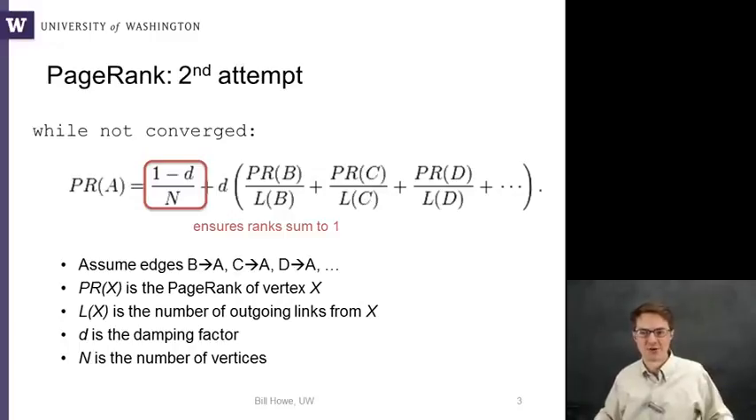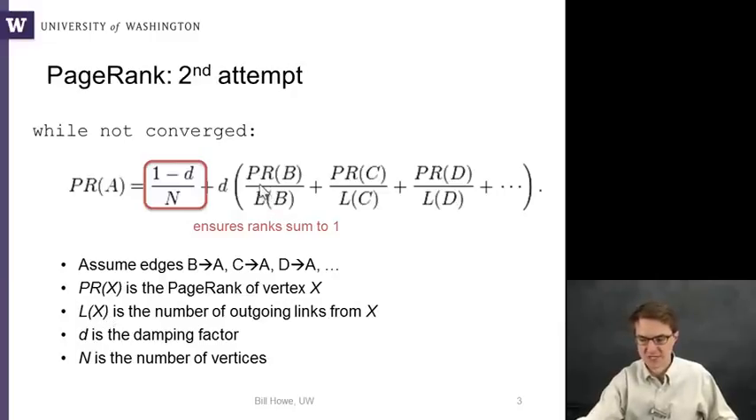Okay, so while not converged, the rank of vertex A is the sum of all the ranks of the vertices that link to A, but each one is divided by the total number of outgoing edges. So in this notation, we assume that there are edges B linking to A, C linking to A, D linking to A, and PR of A, the PageRank of a vertex X, is going to be the PageRank of the vertex X. L of X is the number of outgoing links from X.